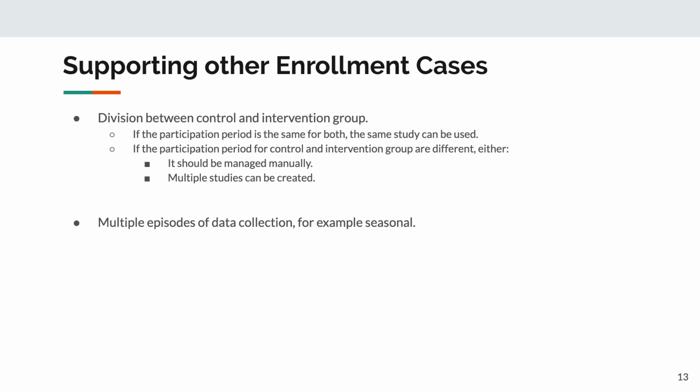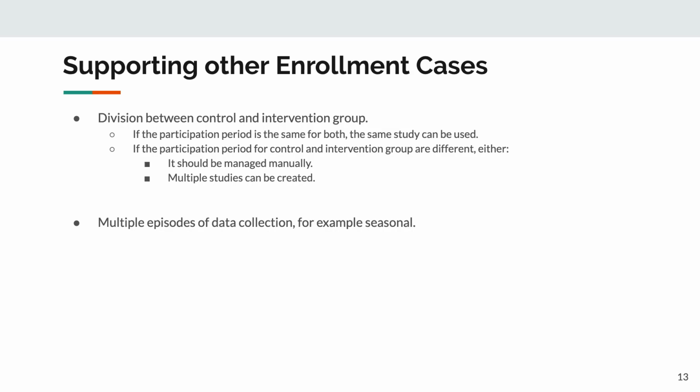We'll see how. But if you have a different data collection period or participation period for control and intervention groups, it should be managed manually. You basically need to create two studies. And this is a shortcoming of the system that we hope we can work on soon.